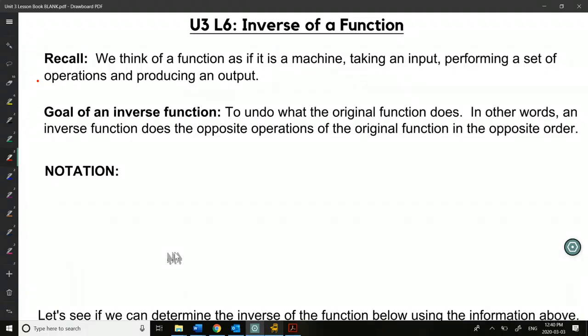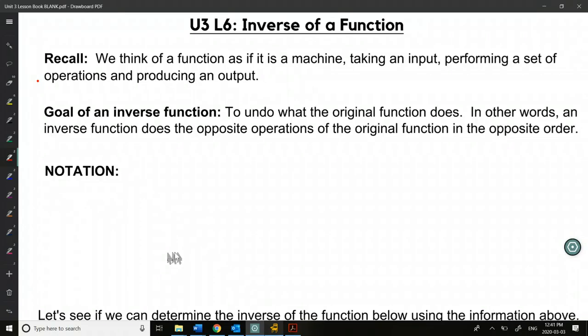Okay. So an inverse function. An inverse function is going to basically undo what the original function does. That's its operation, or that's its purpose. So in other words, it's going to do the opposite operations of the original function in the opposite order.